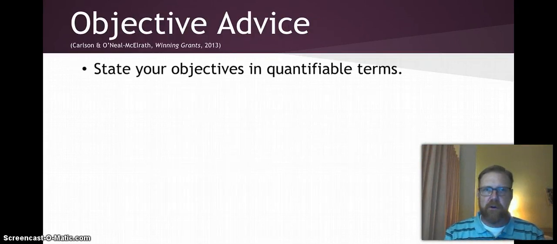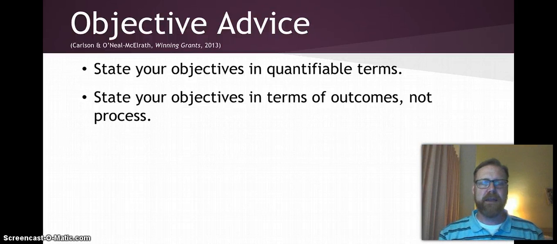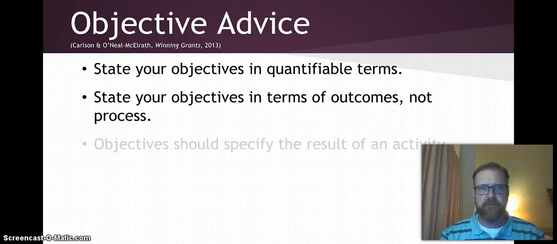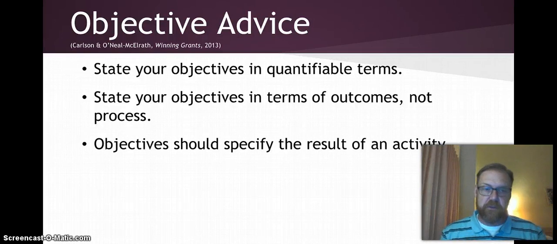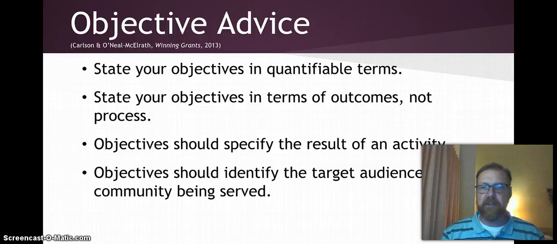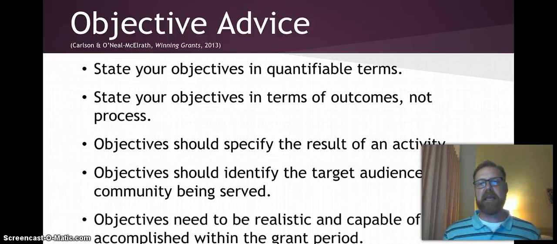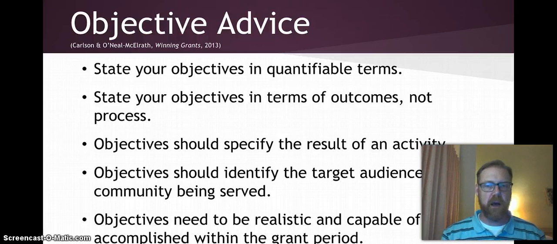So state your objectives in quantifiable terms, if at all possible. This is narrative connecting to numbers. State your objectives in terms of outcomes, not process. The things that we see actually finished at the end, those are the outcomes. Objectives, therefore, should specify the result of an activity. They should identify the target audience or community being served. And they need to be realistic and capable of being accomplished within the grant period.